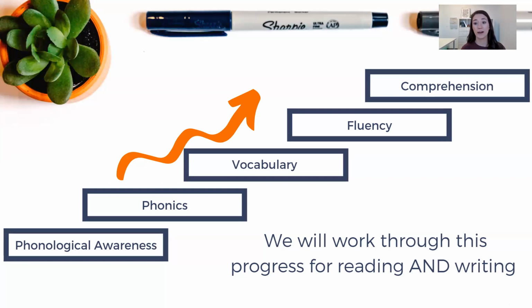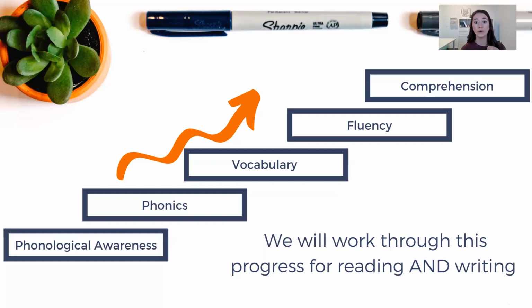Then we'll go into fluency at both the sentence level and then the paragraph, working our way up to the passage level, addressing comprehension questions for those fluency passages. We'll hit on all of these skills for reading, and then we'll go back and hit on all of them for writing. We'll go back to phonological awareness.